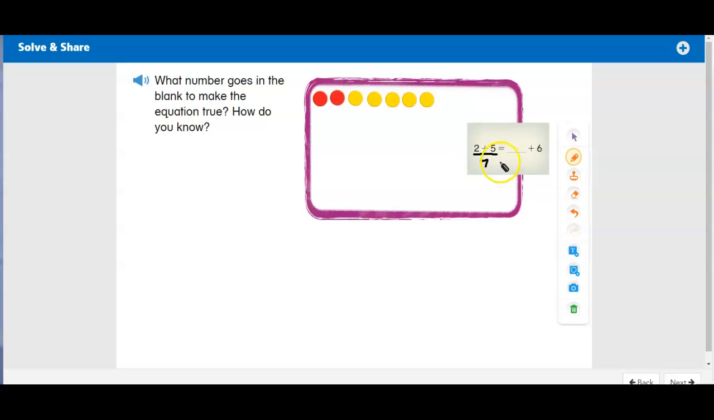For this to be a true equation, whatever number we add to 6 would have to equal 7, because a true equation is when both answers are the same on either side of the equal sign. So what number plus 6 would give us 7? 7 is 1 more than 6. So what number plus 6 would equal 7?